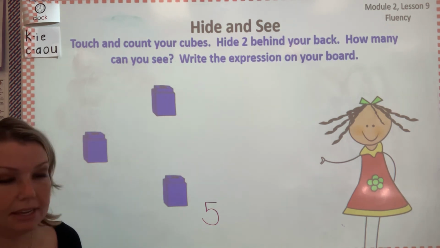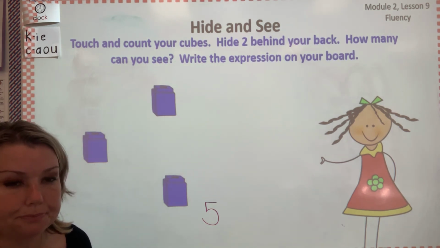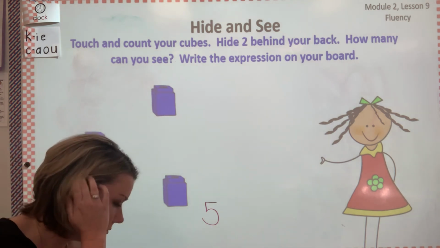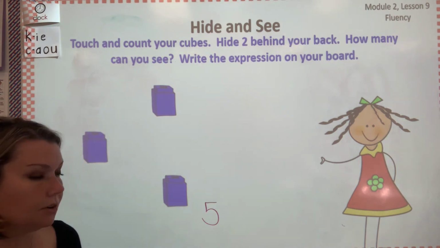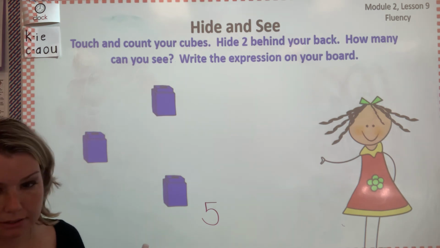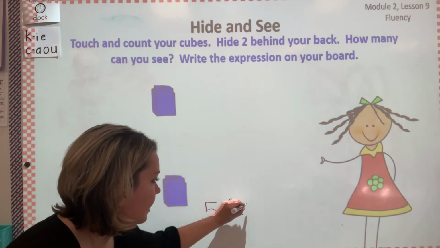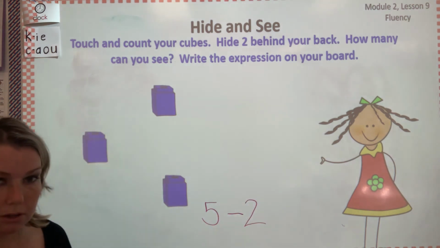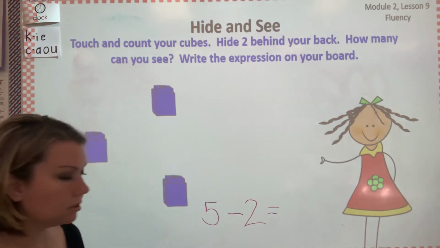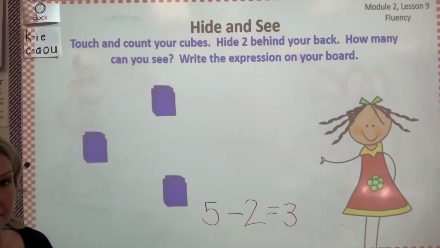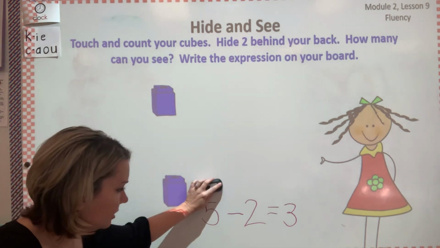Okay. Now I hid 2 of them. What will I do now? How many are left? Estelle? 3. 3 are left. So we're going to write a number sentence, an expression. 5 take away 2 equals 3. Okay. Let's try another one.